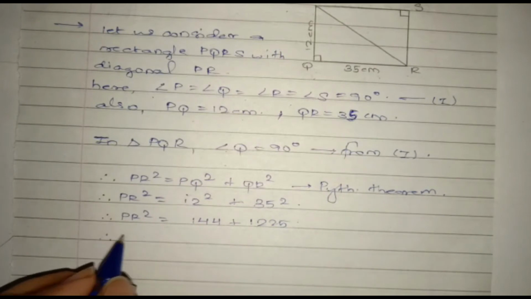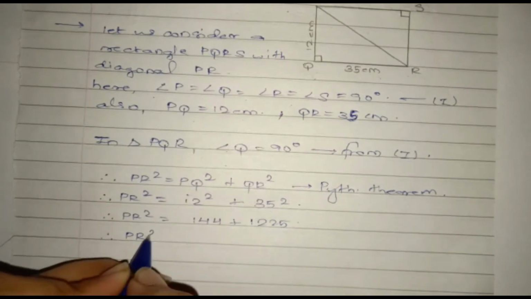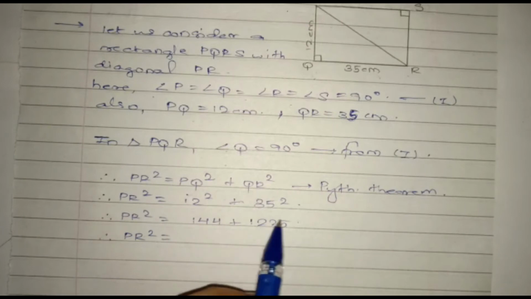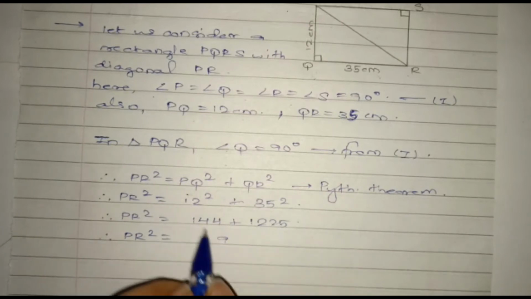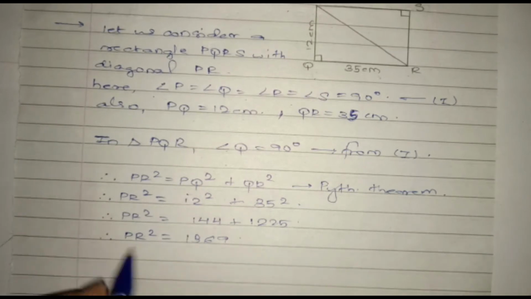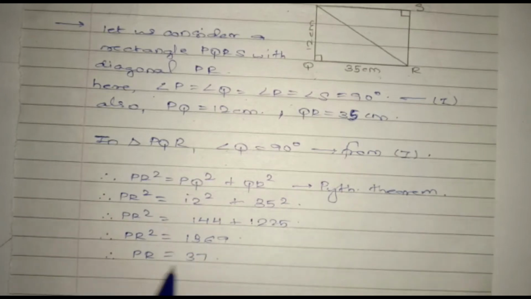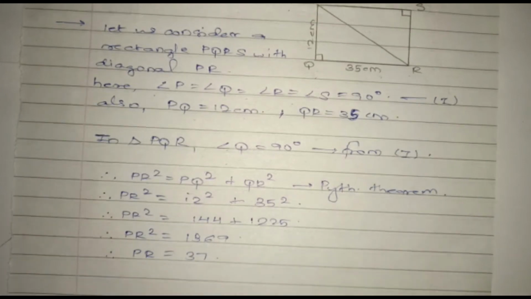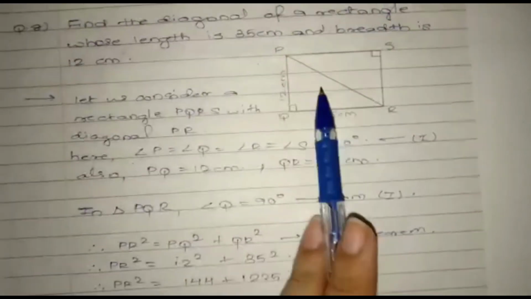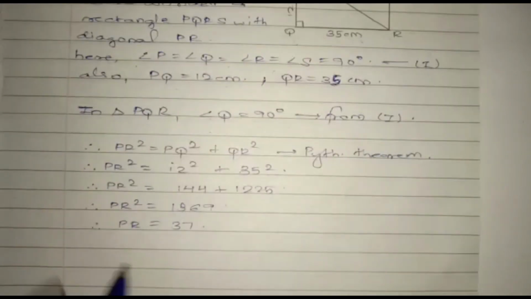Therefore PR square is equal to 5 plus 4 is 9, 2 plus 4 is 6, 2 plus 1 is 3, 1369, and 1369 is the square root of 37. Therefore PR is equal to 37, taking the square root. But since this is a rectangle and they have given the units, therefore PR is equal to 37 centimeter.